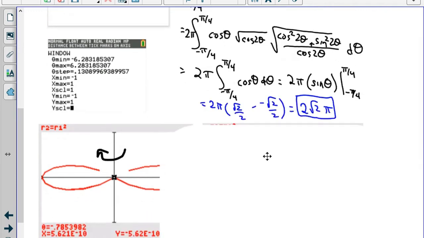So I do a little bit more calculating and simplifying and integrating, and I end up with 2 pi times root 2 over 2 minus negative root 2 over 2, which ends up being 2 root 2 pi.